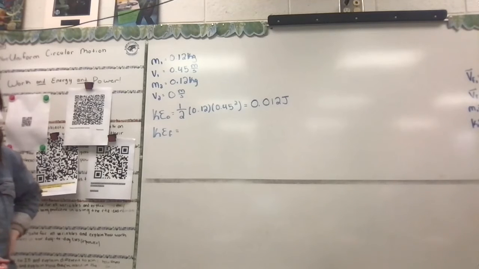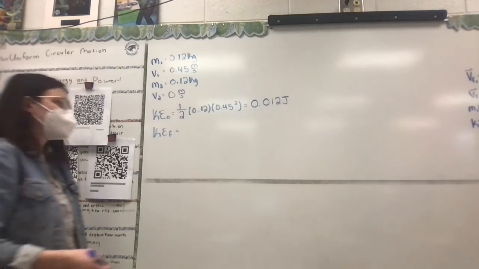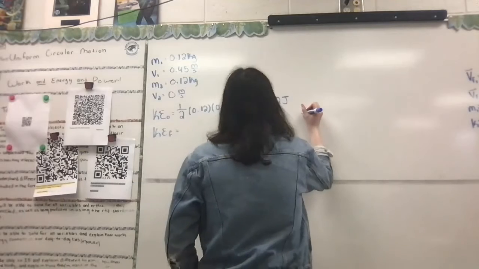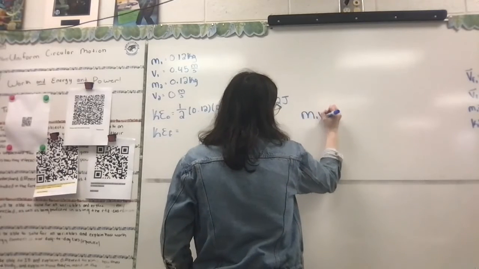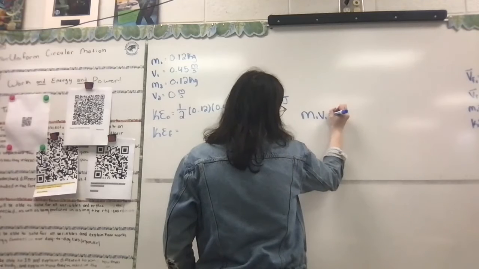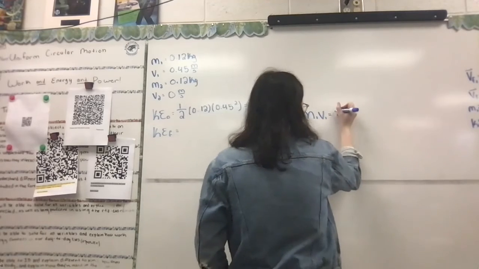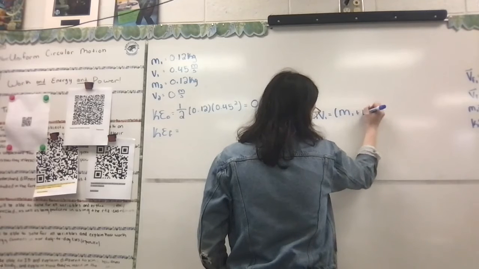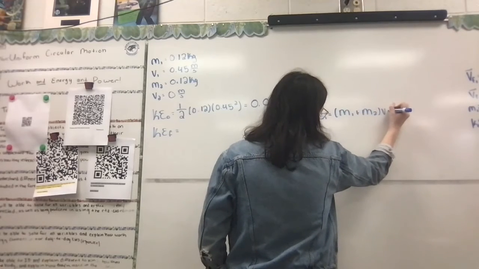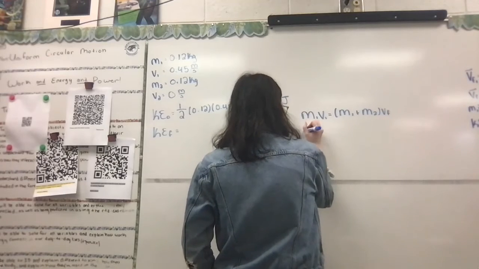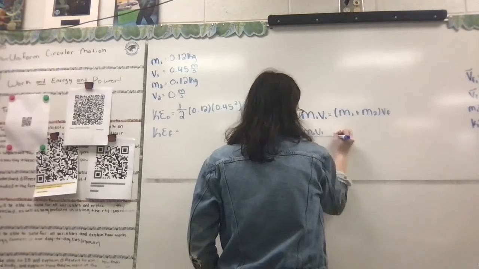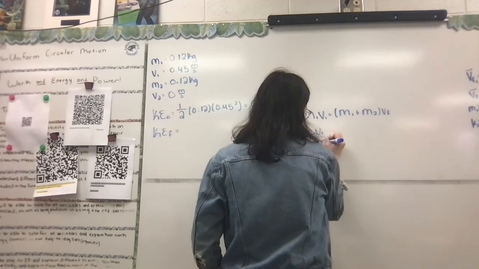Our final velocity. Good. What are we going to do to find our final velocity? No, that's only if it's elastic. This is completely inelastic. Conservation of momentum. Awesome. So, do we have an initial momentum with our second mass? No. So we can say M1 V1 is equal to M1 plus M2 times Vf. So how do we get that final velocity alone? Yep, we're going to divide by the M1 plus M2.